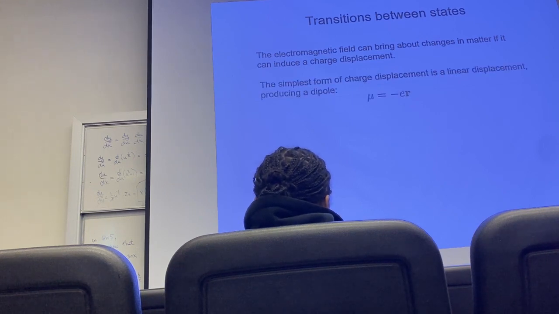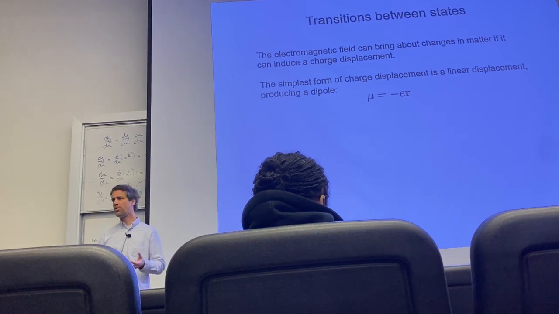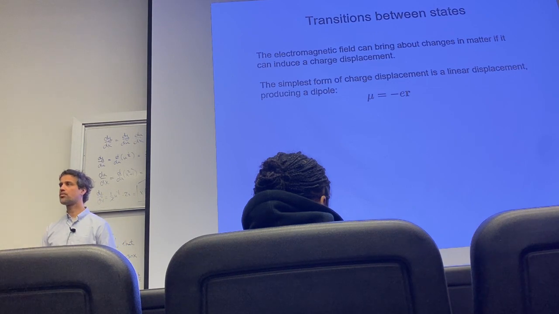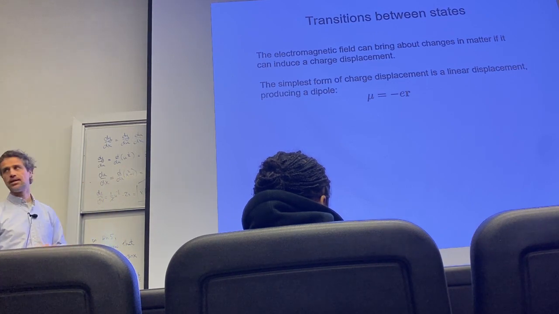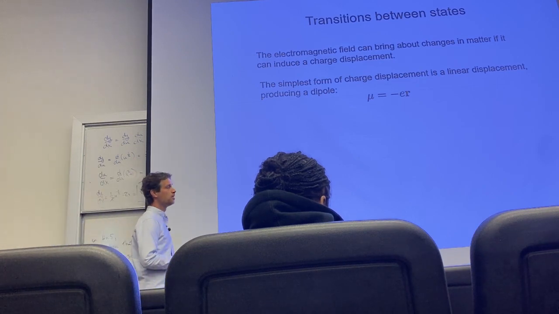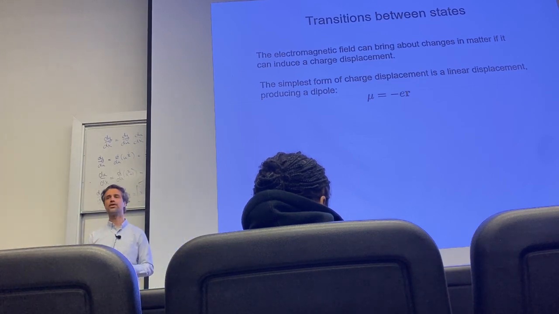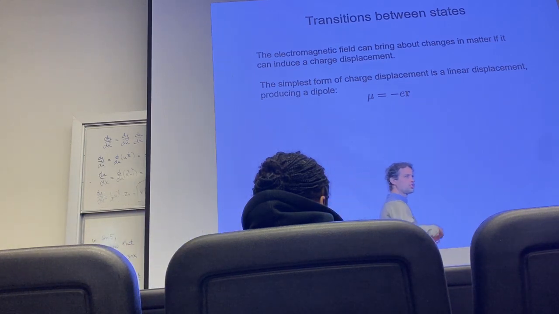So, how can we describe that? Not so difficult. This formula is basically saying that you create a dipole moment. What does that mean? Mu is the value of the dipole moment, e is of course the electron charge, and r is the distance by which you move it away from where it originally was. So let's say the electron sits very nicely in the atom, in its so-called equilibrium position.